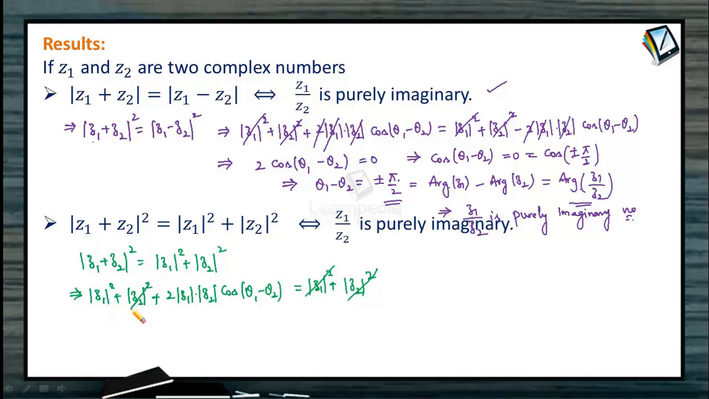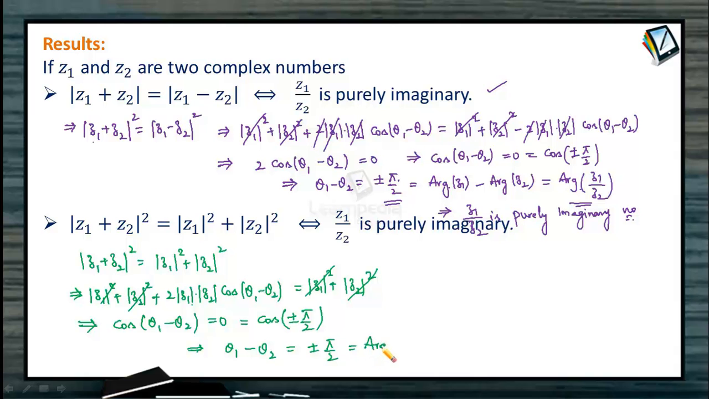Let's remove the common factors on both the sides. Then as mod Z1 and mod Z2 cannot be zeros, the only possibility is cos of theta 1 minus theta 2 should be 0. But when will cos of an angle become 0 with the amplitude lying between minus pi by 2 to plus pi by 2? This should be equal to cos of plus or minus pi by 2. So what is the conclusion we have? The difference of the arguments theta 1 minus theta 2 should be equal to plus or minus a right angle.